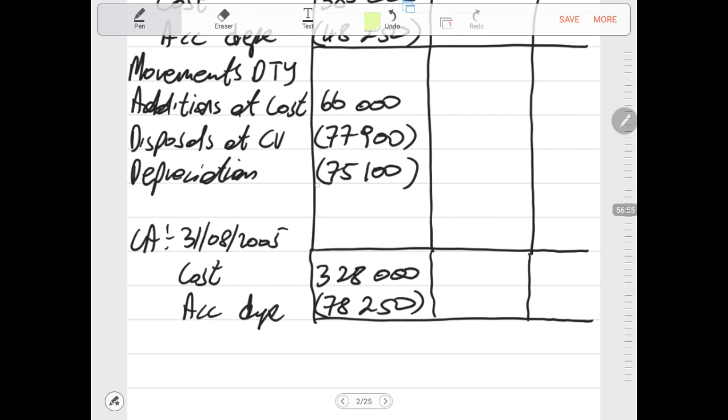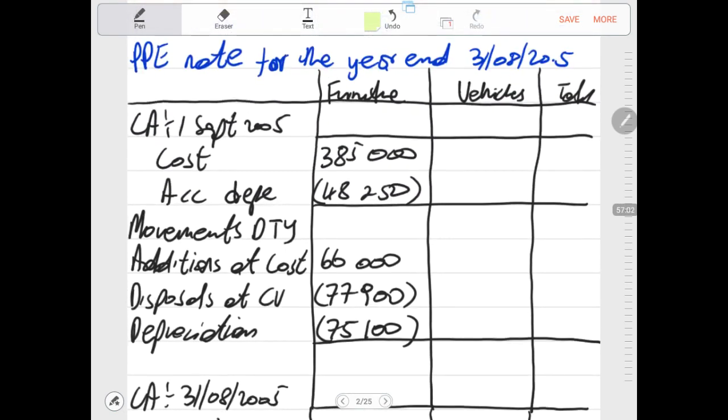Then after, I go to my vehicles. Then I say vehicles, I need cost at the beginning of the year in my ledger account.